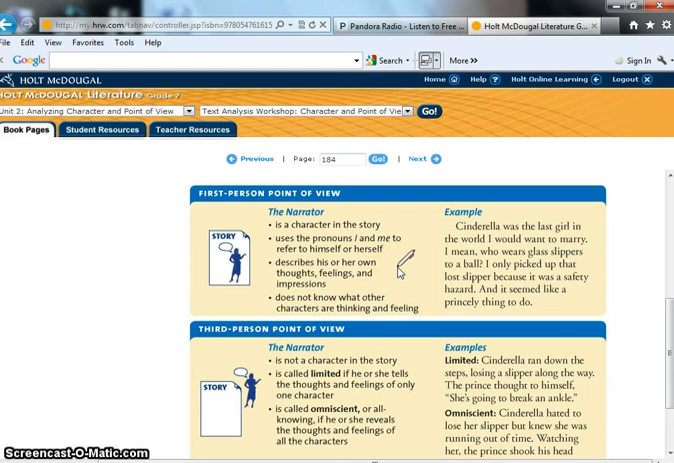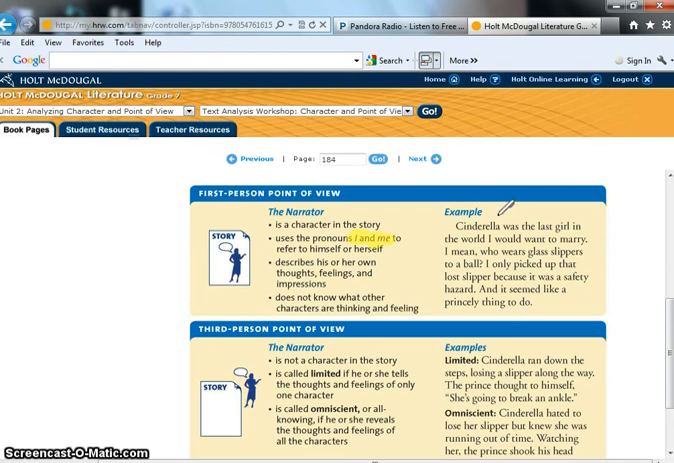So I'm going to go in here, and I'm going to highlight these important pronouns that we need to know for first person. It uses I and me to refer to him or herself. Describes his or her own thoughts, feelings, and impressions. Does not know what other characters are thinking and feeling. Let's take a look at this example from Cinderella.